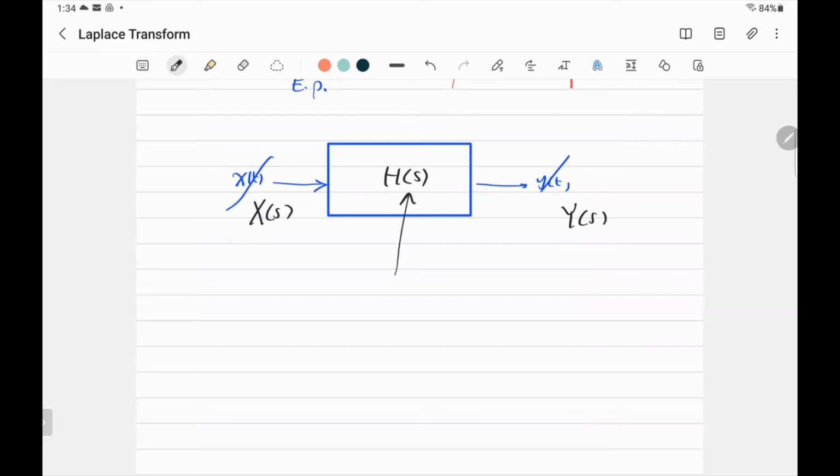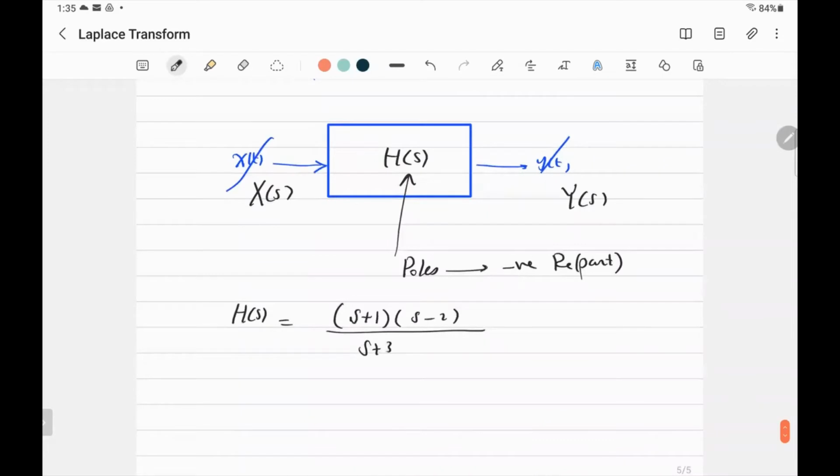Very simple thing. They said just examine the poles of the system. And if the poles have negative real part, it's stable. What does it mean, poles of the system? Let me show you an example. H(S) equals (S + 1)(S - 2) over (S + 3)(S^2 + 2S + 2). We call it the transfer function of the system, which relates the input to the output. Usually it's a rational form like that.